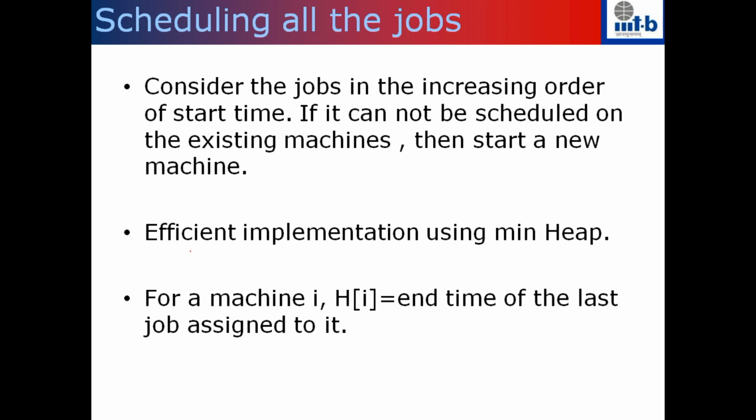So this can be implemented using a minimum heap. h of i will be the end time of the last job that has been assigned to machine i. Once you build the min heap, it gives us the minimum end time. If this number is smaller than the starting time of the incoming job, then the incoming job can be scheduled on this machine. Scheduling on this machine means you have to change the priority: h of i will be changed to the end time of the job that you are assigning to it. So you call the increase key function.